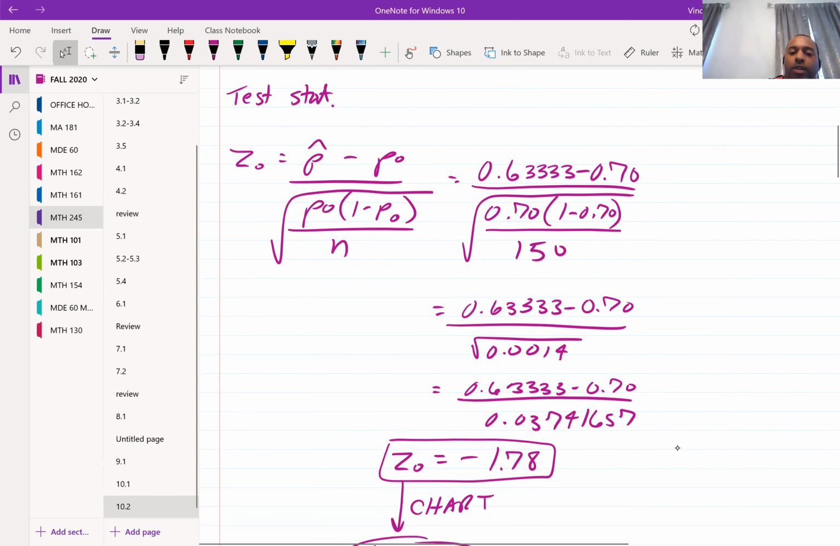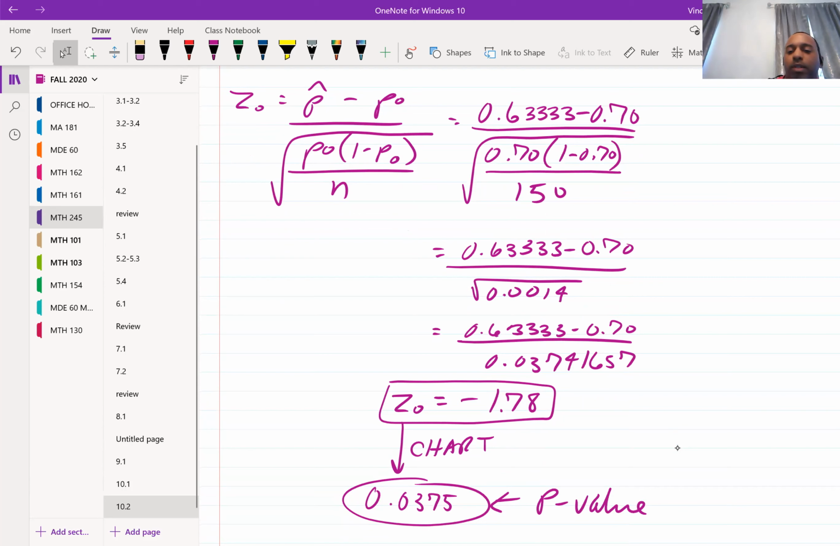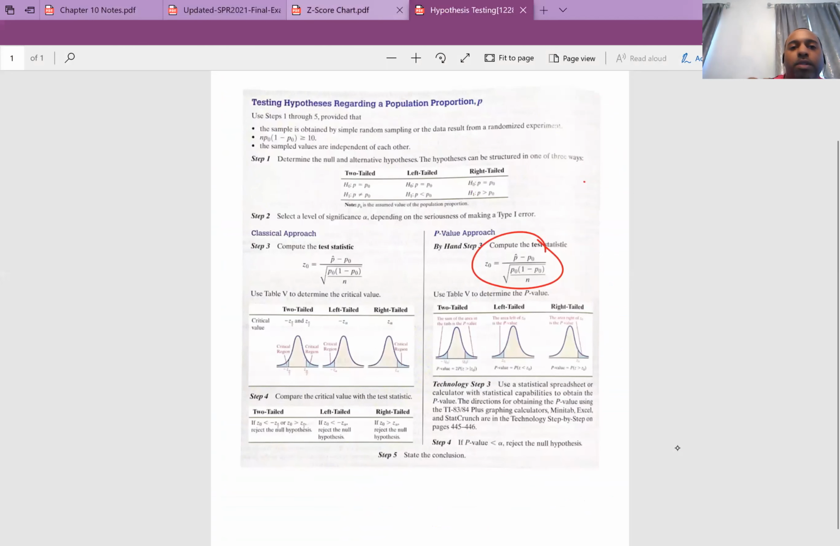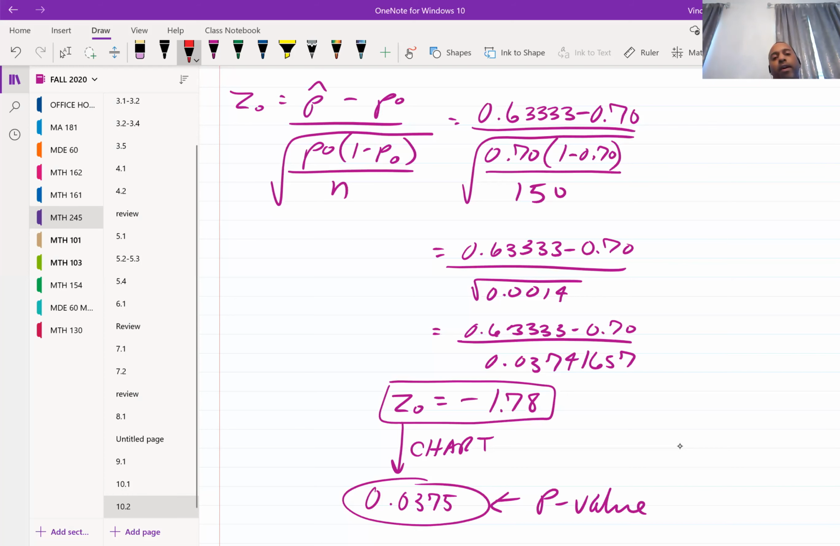All right. So then you go to your z-score chart, negative 1.78. Don't forget, I'll just show you this one more time, as a reminder as to how to use it. Look for negative 1.7 over here, 8 up here. So where they meet, negative 1.78. So that's where that value came from. Negative 1.78 gave us 0.0375, and that is our p-value.